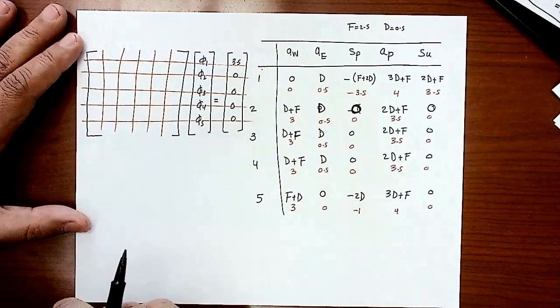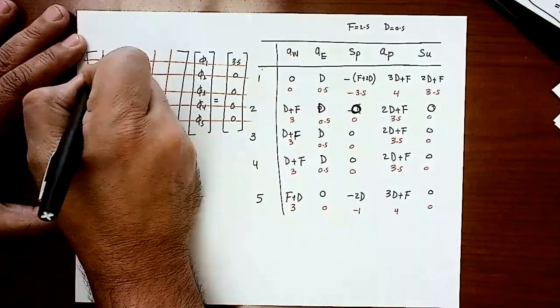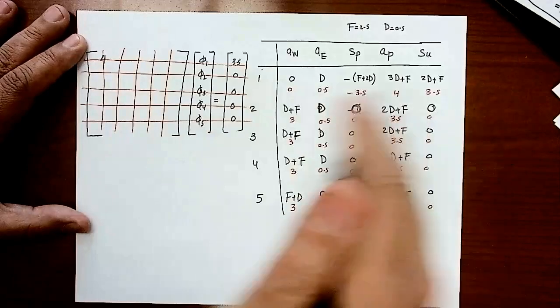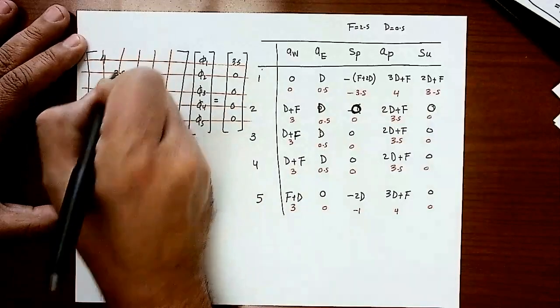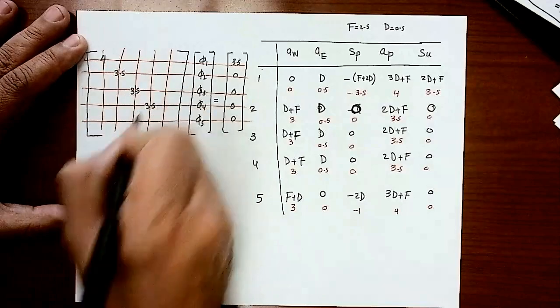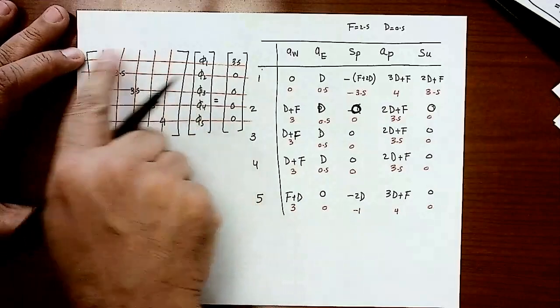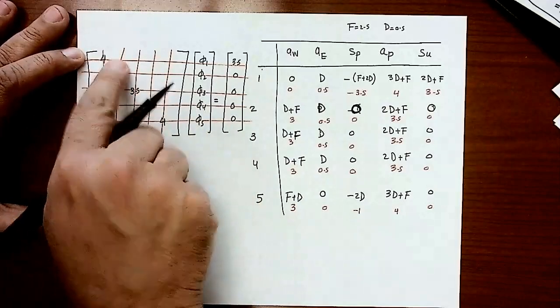Now let's put the coefficient here. Diagonal is the AP coefficient. So this will be 4. This will be 3.5. The next one will be 3.5. Next one will be 3.5. Next one will be 4. Okay, now go for node number 1. What's the east side coefficient? It's 0.5.